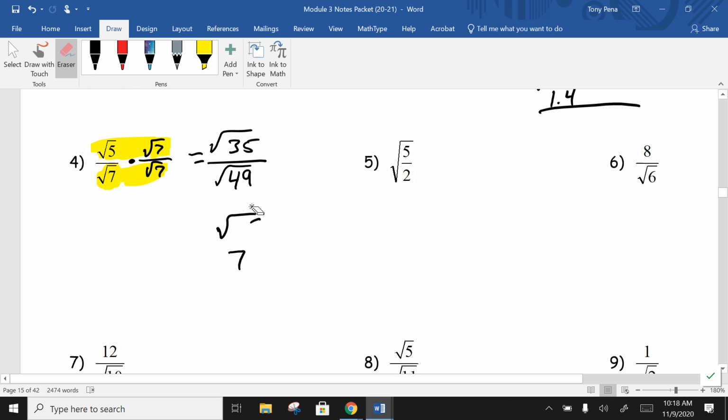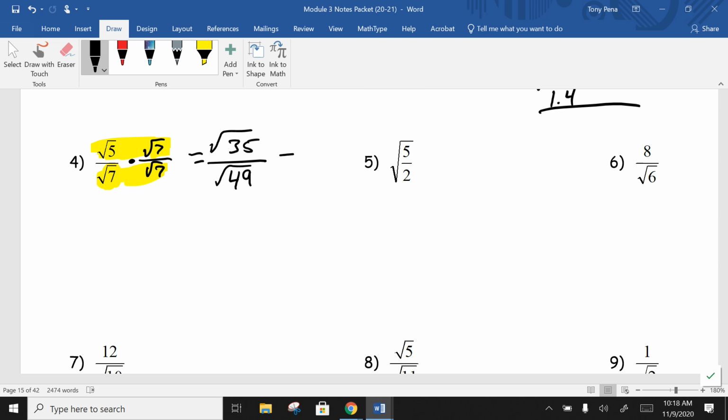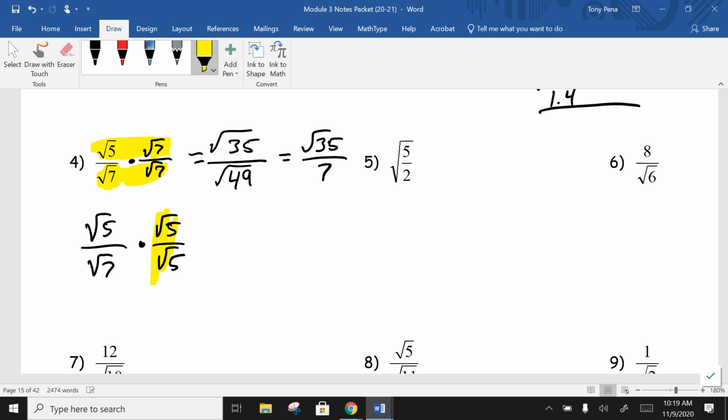Let me show you. So let me write the answer to this off to the right. So this would be a root 35 over 7. That's what we said that answer was. So let's say I took a root 5, divided it by a root 7. We could. There's nothing wrong with this, because aren't we still multiplying by a 1? Isn't this really still just a 1?